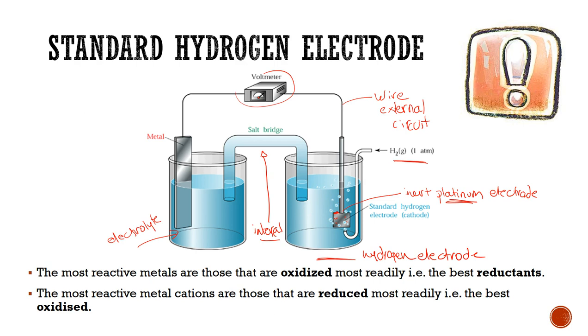We state that the most reactive metals are those that are oxidized more readily, so they're the best reductants. If that's the case, then they are oxidized more readily than the hydrogen. And the most reactive metal cations are those that are reduced more readily, so the best oxidants. This is exactly the same as what we looked at with the normal reactivity series. We do need to know what the hydrogen electrode is made of, so we usually have 1 molar solutions in here, and this would be an acid solution, H plus in this case. It could be HCl or another dilute acid, but at 1 molar.